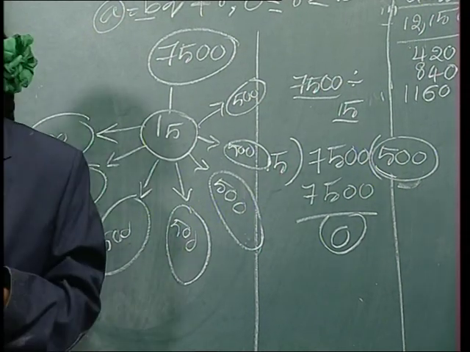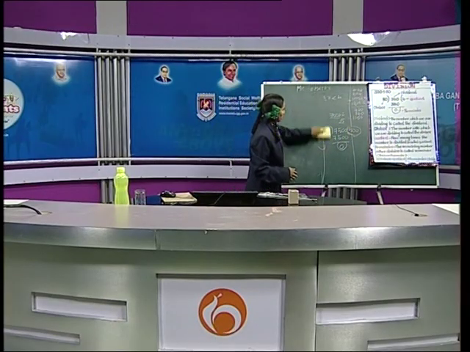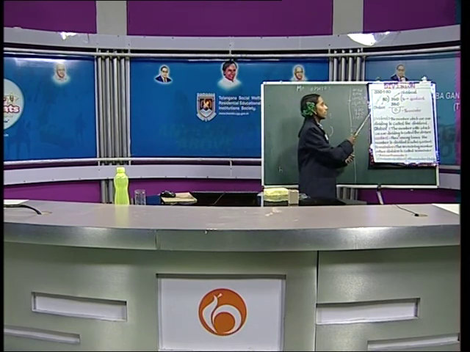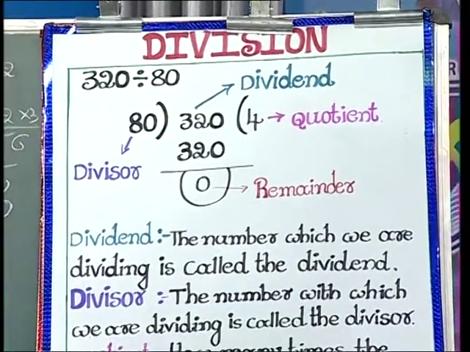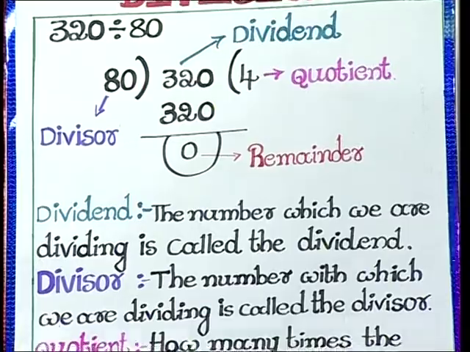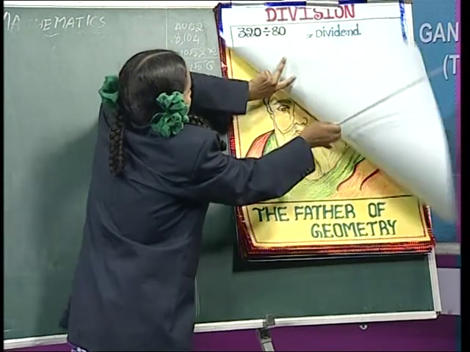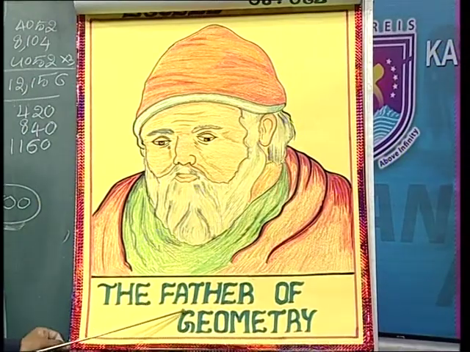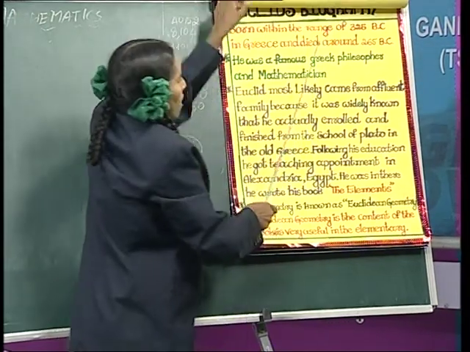Let us see what we have discussed in this class. See here, first we discussed what is division, and we discussed what is dividend, what is divisor, what is quotient, what is remainder, and the formula of division also. Is it? And next we discussed who is Euclid. He is Euclid, the father of geometry, and after that we discussed his biography. This is the biography of Euclid.